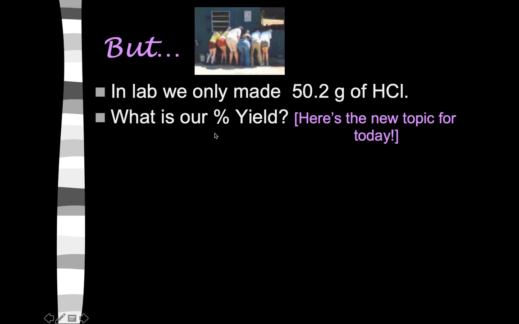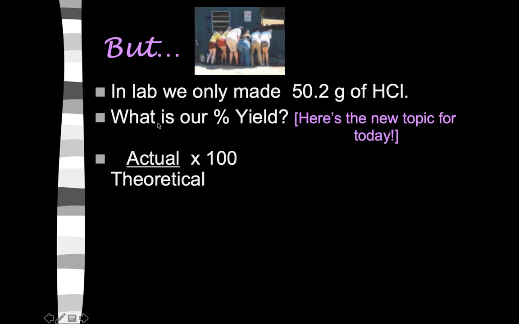Percent yield, we know it's going to be in percent, and percent always compares part and whole. What this is asking for is what did I actually make compared to what theoretically I was supposed to make. We times it by 100 to get it into percent. So for this example, here's our lab data. How do I know? Because it says in lab.